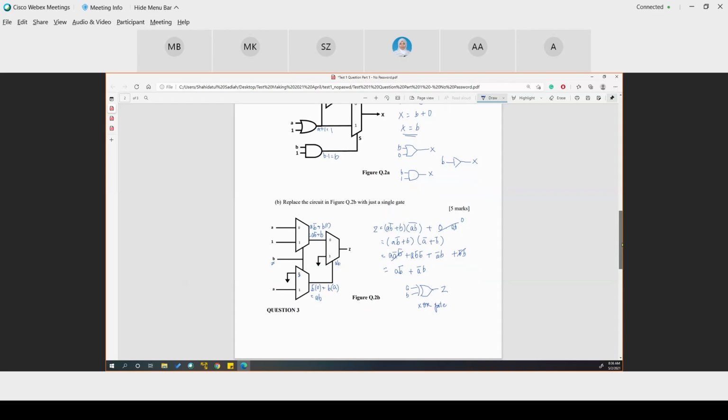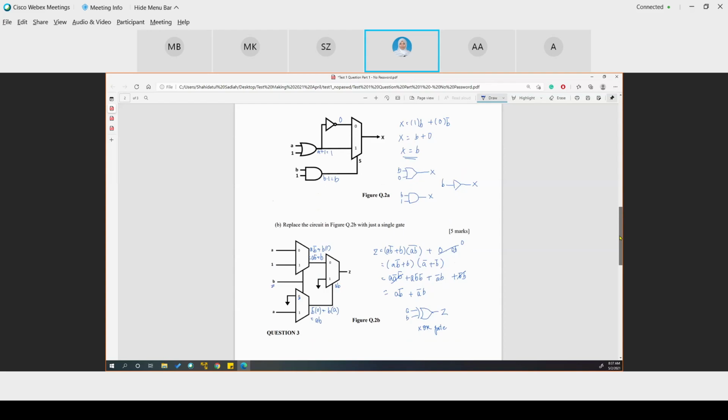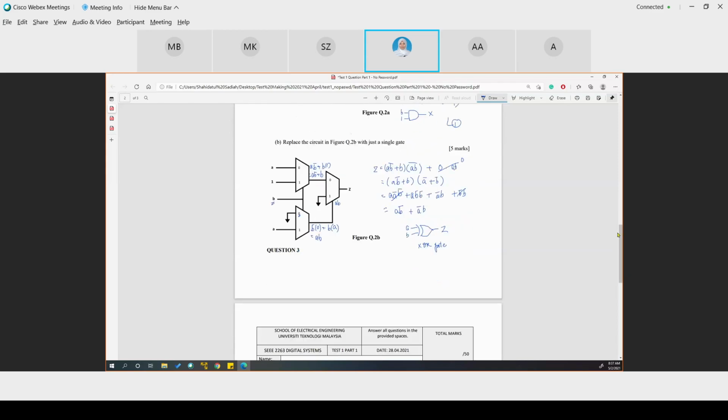Okay, done the easy part. So up here is 2.5. So this is 1.5. From here to here is 1.5. And finding the gates is 1 mark. Here, getting the equation is 2 marks. Expanding it is 1 mark. Getting the final one is 1 mark. And getting the gates is another one.